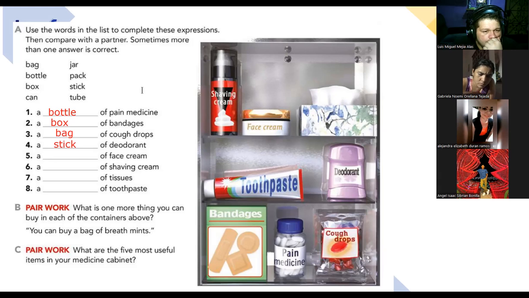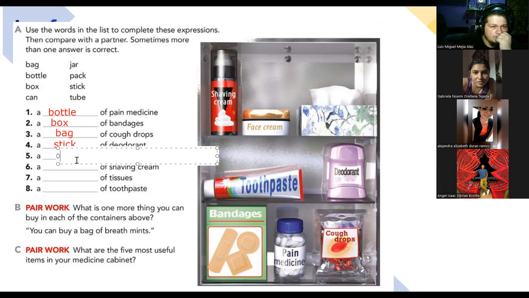Don't forget at home, my recommendation, repeat the vocabulary so you can get used to it, right? Very good. What about number five? What do we have in number five? Face cream. Look at that one. Face cream, right? Is it a can? Like a tube? Somebody is saying it's like a can. Or this one. Oh, jar. Yes, that one is a jar. Yes, a jar of face cream. Oh, very good. Thank you.